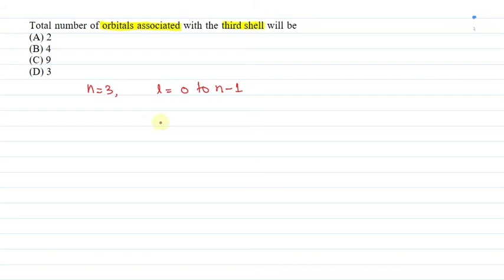So l will be equal to 0 to n minus 1. n minus 1 will be 2 here, 3 minus 1, that's 2. So 0 to 2, that's 0, 1 and 2.